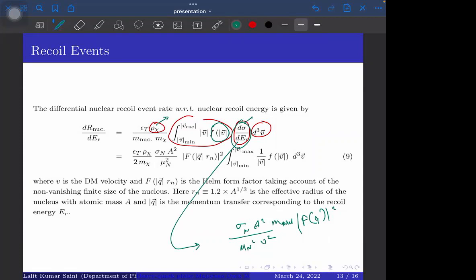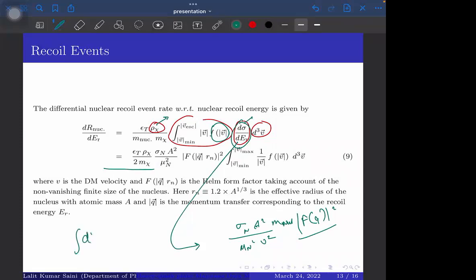Zero momentum transfer, I'm saying that the dark matter is not able to explore beyond the neutron or proton, the nucleon. This information simplifies my cross section into this form, and F(q) squared is the form factor, that is, for a nucleus, what is the distribution of the constituents inside it. So now using that, I can convert it into this form.